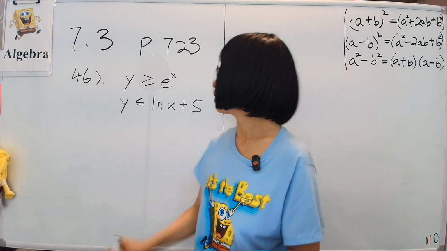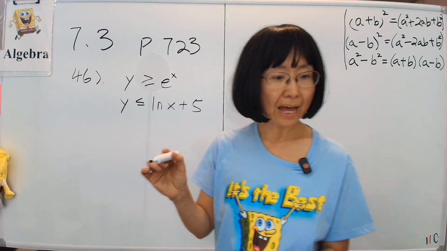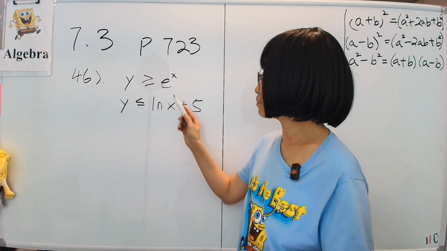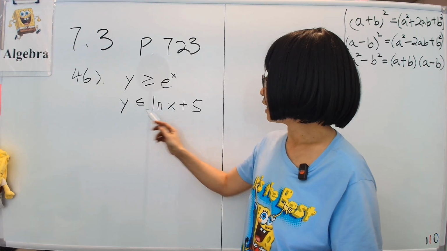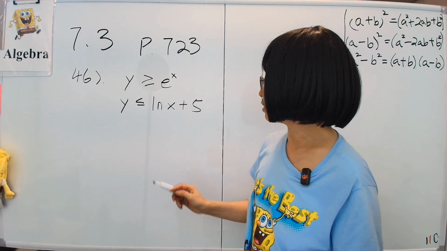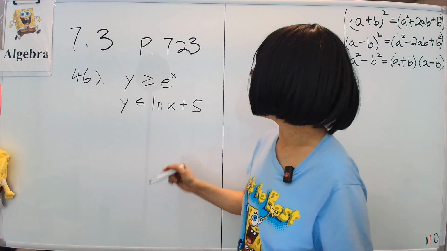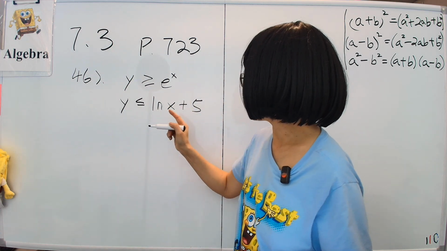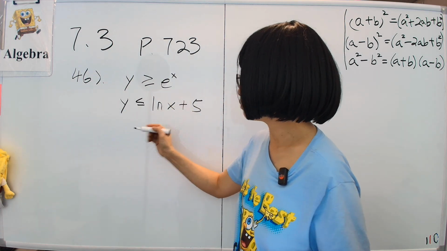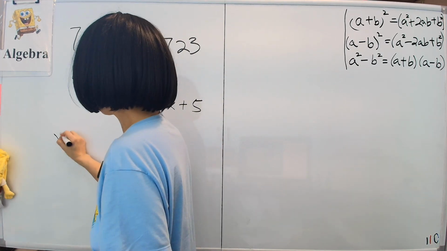Next, let's do problem 46, where we have y is bigger than e to the power x, and y is less than natural log of x plus 5. Now what are we doing? Graph. All right, so to graph this thing, first we need to know what y equal to e to the power x looks like.